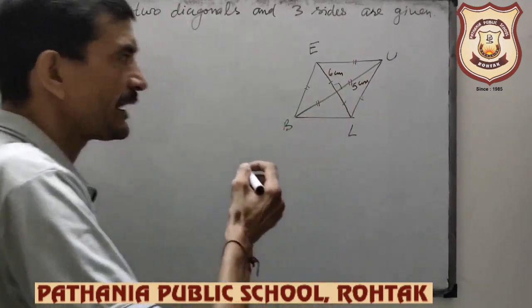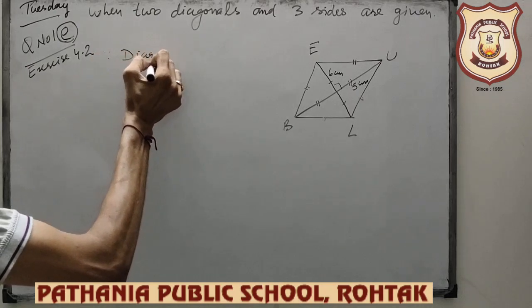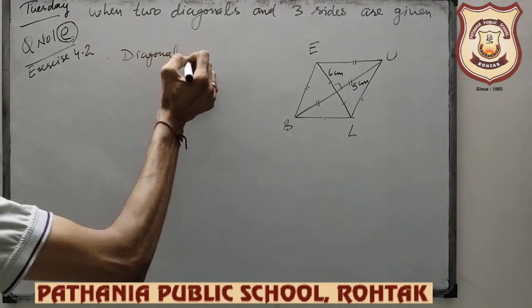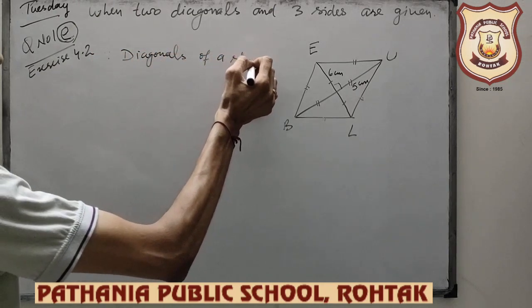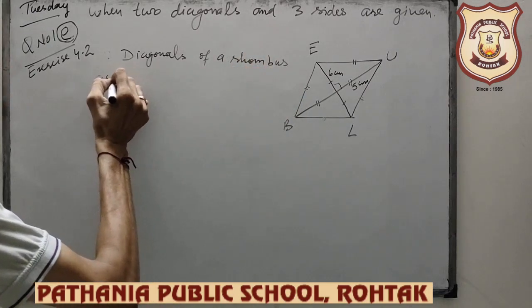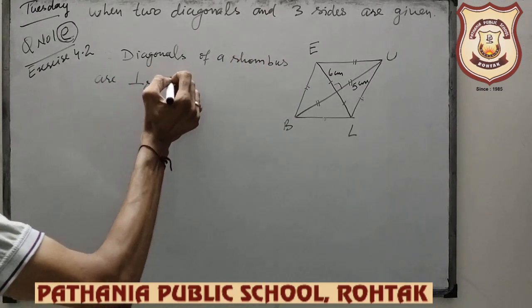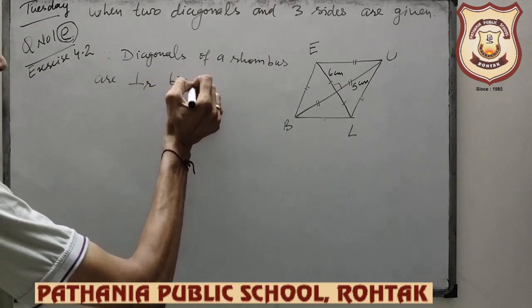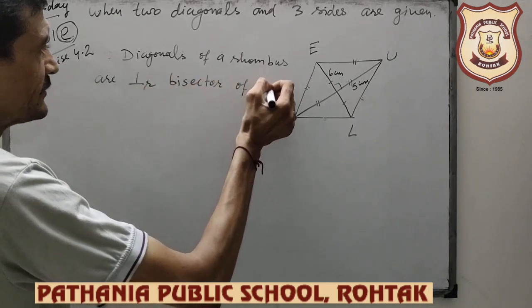One diagonal we will write here because diagonals of a rhombus are perpendicular bisector of each other. This is the symbol of perpendicular bisector.